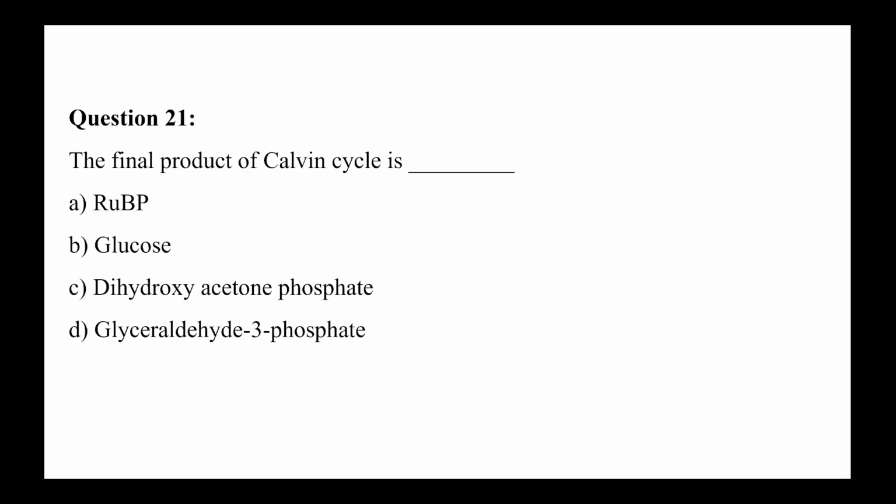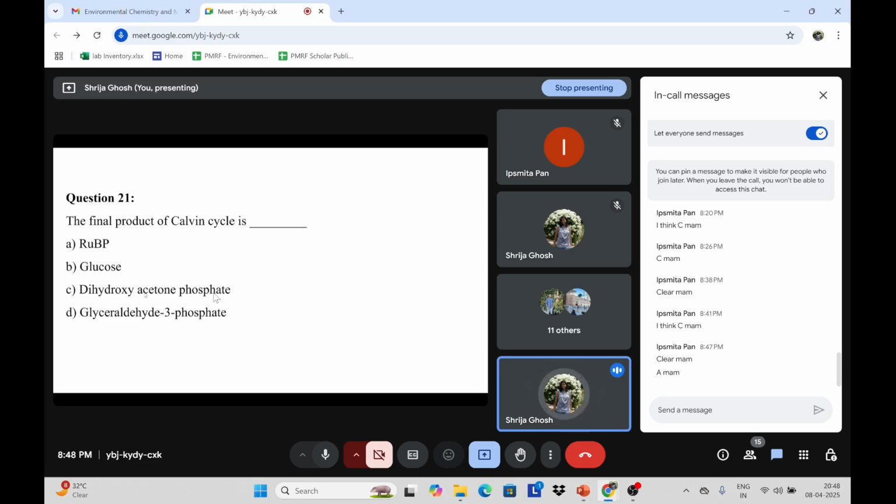Question number 21. Final product of Calvin cycle is option A, RuBP, option B, glucose, option C, dihydroxyacetone phosphate, and option D, glyceraldehyde 3-phosphate. Final product of Calvin cycle is RuBP, glucose, dihydroxyacetone phosphate, or glyceraldehyde 3-phosphate.